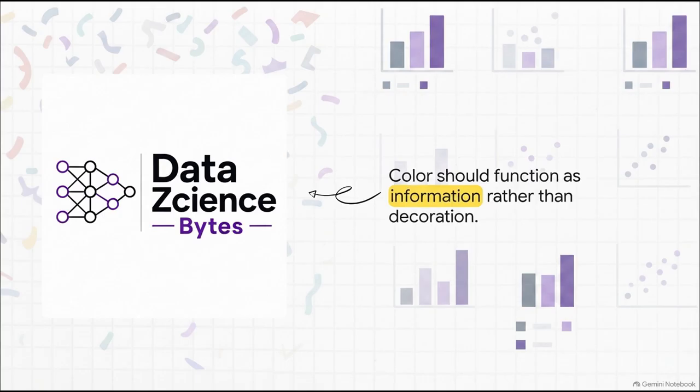Think about the last time you looked at a poorly designed chart. You probably saw this absolute rainbow of colors that looked visually striking, but they didn't actually tell you anything new. In fact, they might have even tricked your brain into seeing relationships that just weren't there at all. If a color doesn't represent a specific data value or really meaningful category, honestly, it's just noise.